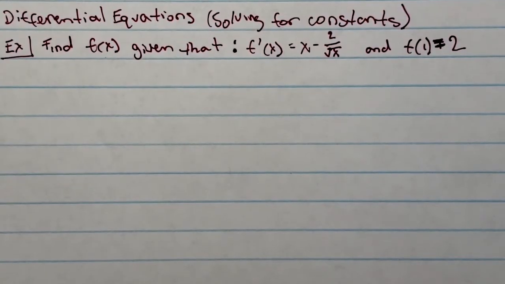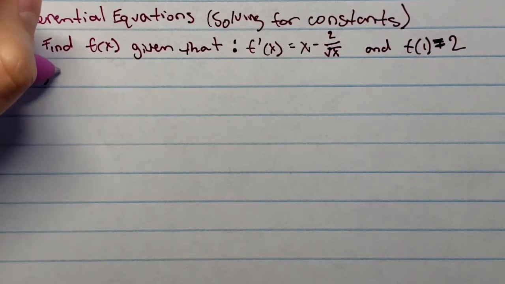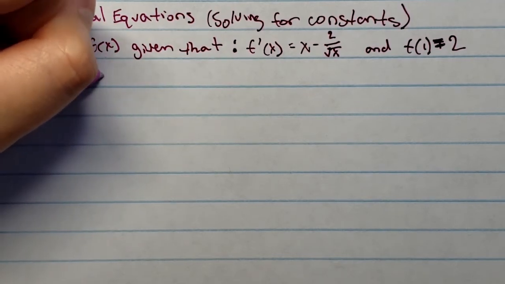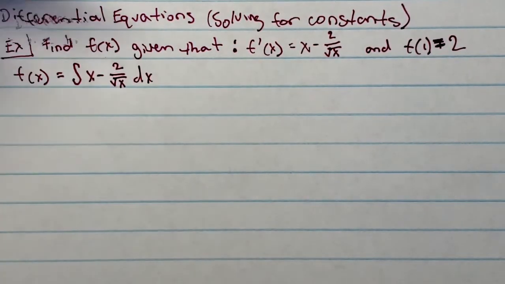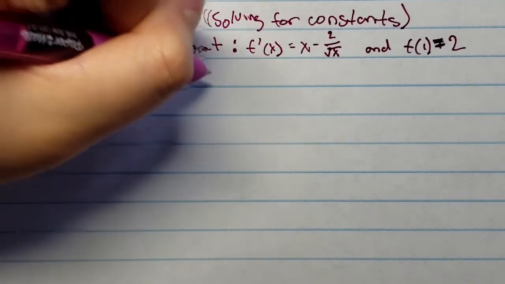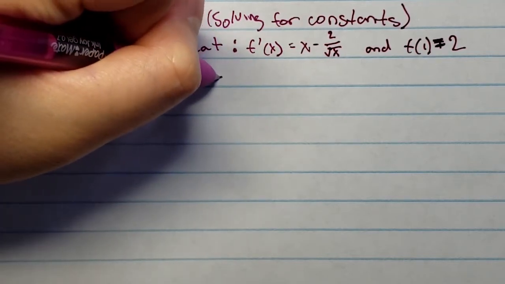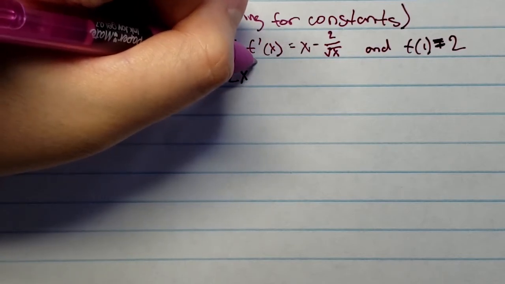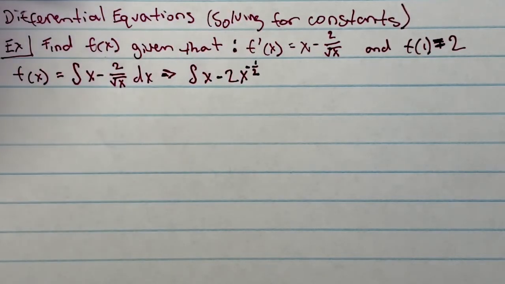Okay, so next we are going to solve for the constant of a differential equation. So given that you know what the derivative of f is and the value of f at 1, which is equal to 2, the first step to finding c to use to find f of x is by solving for the antiderivative as you would do normally.